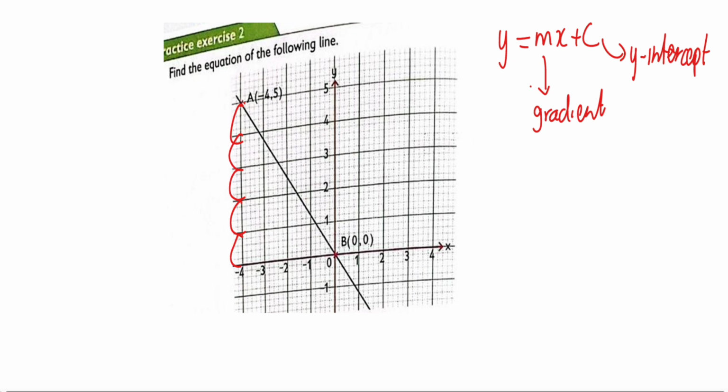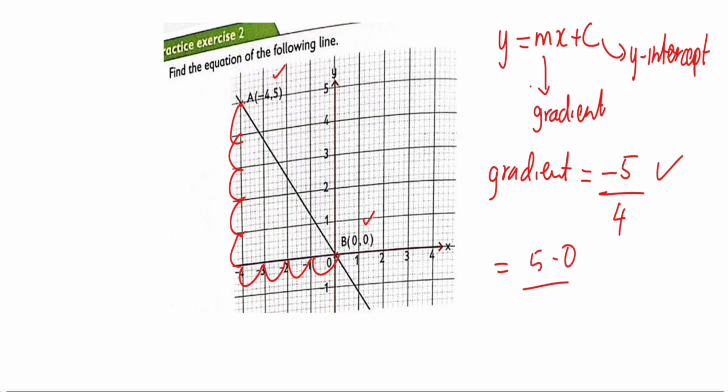So your gradient is basically rise over run. But remember, the rise is falling, so it's negative 5, divided by the run, which is obviously positive 1, 2, 3, and 4. So it is 4. So your gradient is this one. Or another way that you can do it, you just take 5 minus 0 over negative 4 minus 0, and it gives you the same thing, which is negative 5 over 4. Done. So you know your gradient.